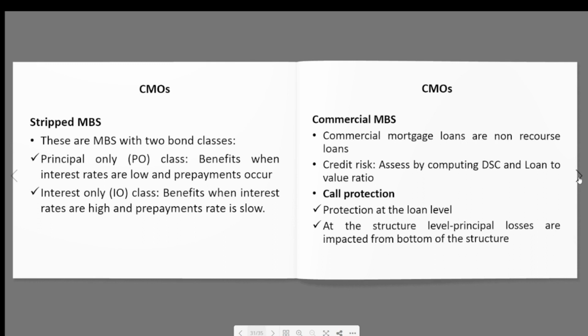Let's look at commercial MBS. Commercial mortgage loans are non-recourse loans. Credit risk needs to be assessed by computing DSC and loan value. You also need to understand the call protection. This is the protection at the loan level. The structure level is where principal losses are impacted from the bottom of the structure.